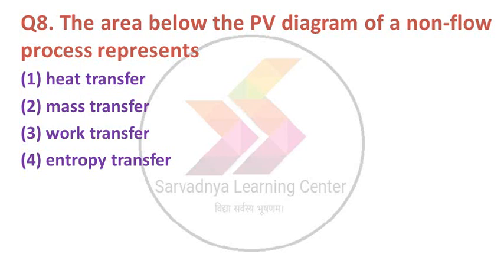The area below the PV diagram of a non-flow process represents option 1, heat transfer; option 2, mass transfer; option 3, work transfer; option 4, entropy transfer. The correct answer is option number 3, work transfer.